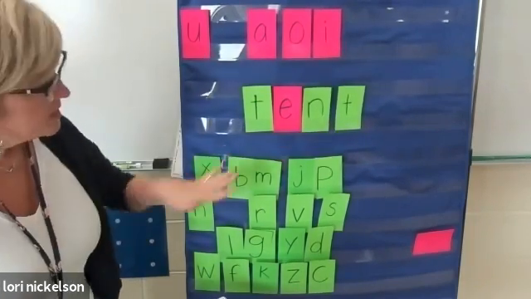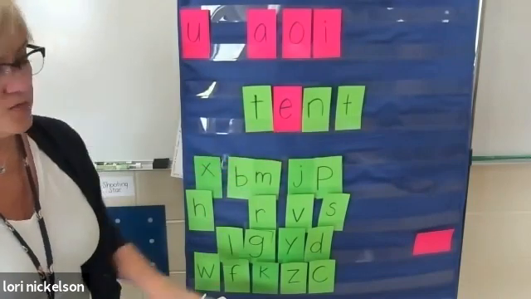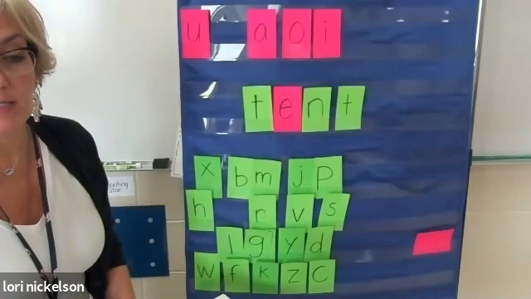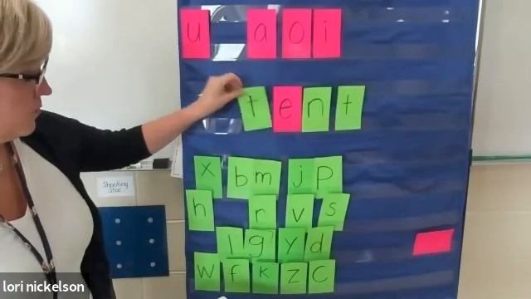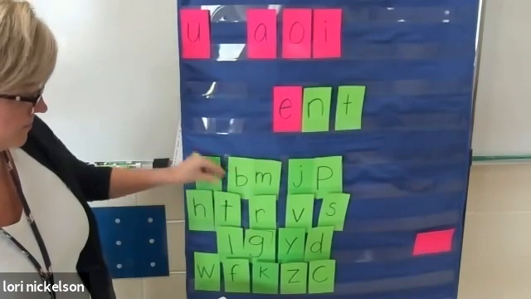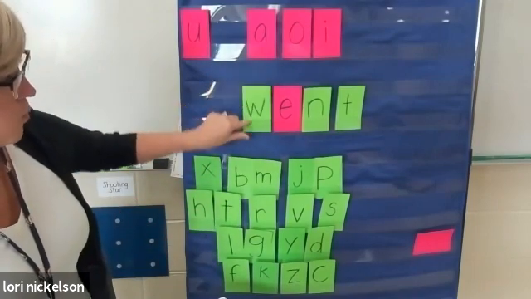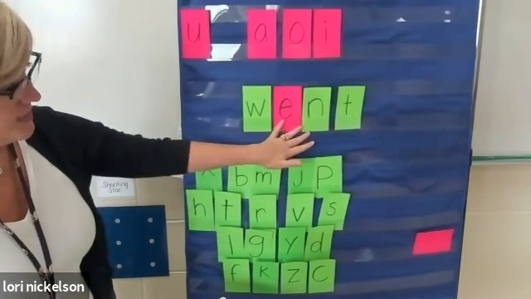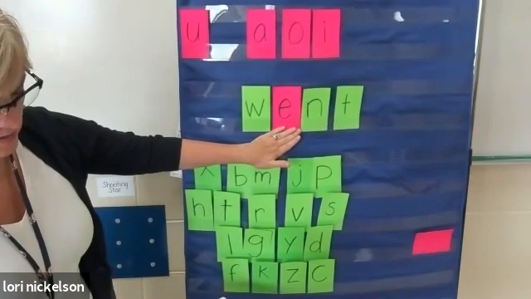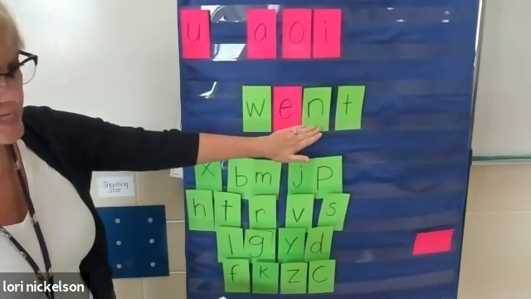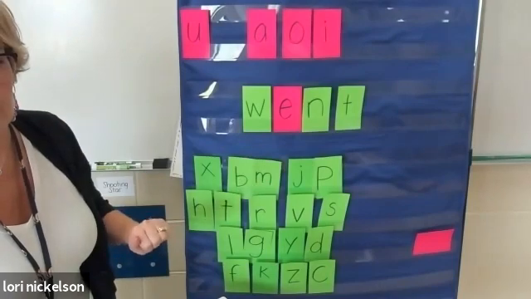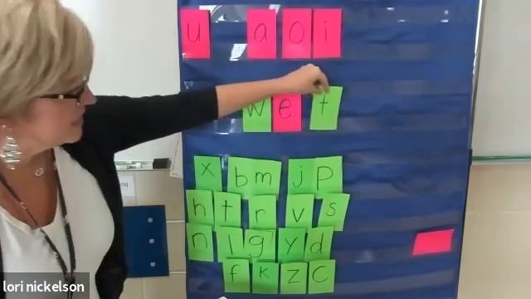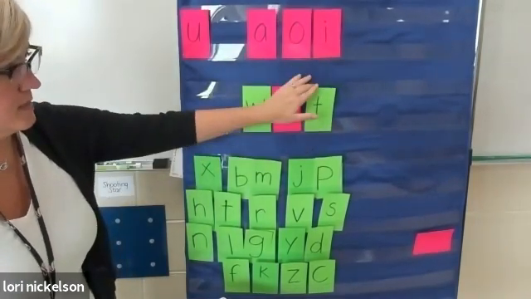So from tint, I want to make the word went. What letter do I replace? The beginning with what letter? A W. Good. Went. Great job. So I'm going to use these letters now, and I want to make the word wet. So what letter here am I going to take out to make wet? Take the N out. Good. And I'll slide the T over, and now I have wet.